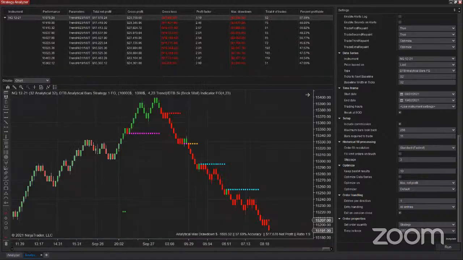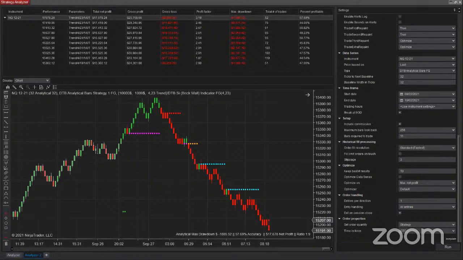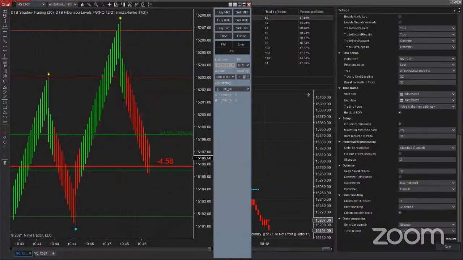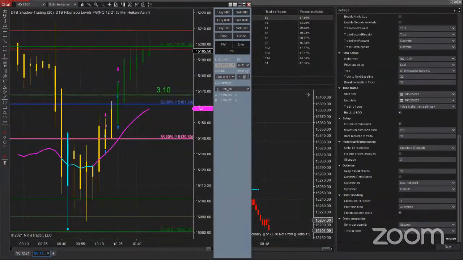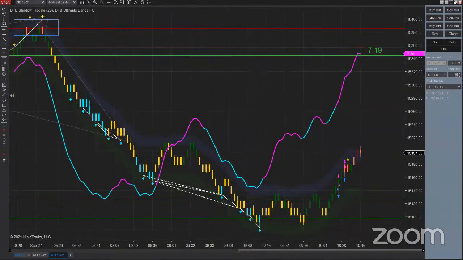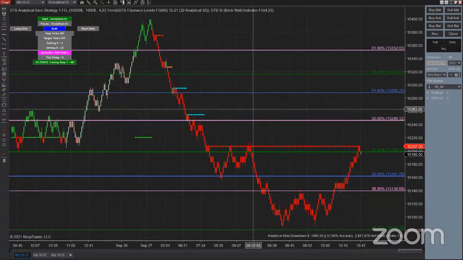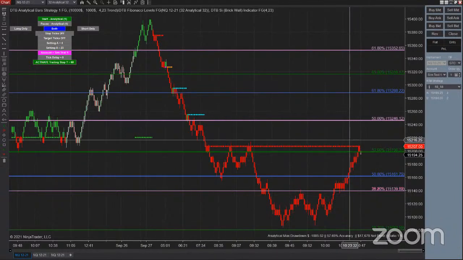Sorry, I'm not quite sure which setting I had running on my chart. I can find it, but where is that chart? Let me just find it quickly again. No, it wasn't this one. It was this one over here. So 423 on that 32. So yeah, it's come back to that 50%.